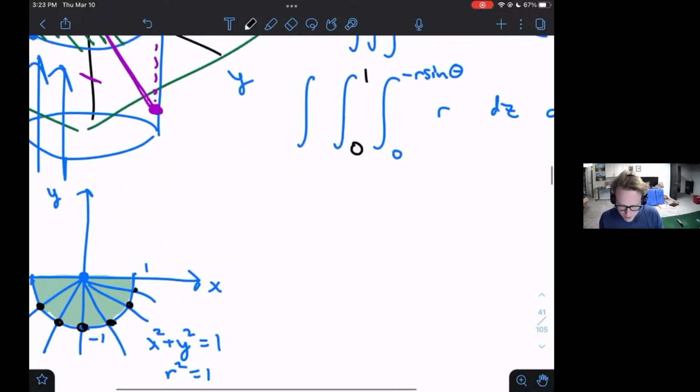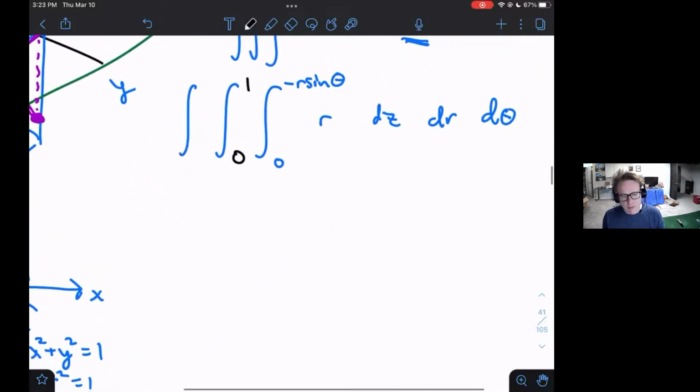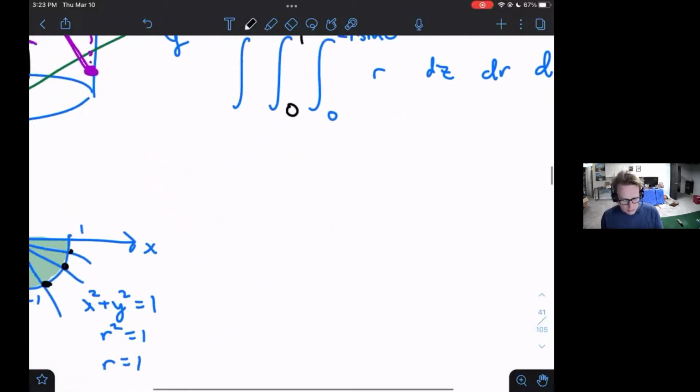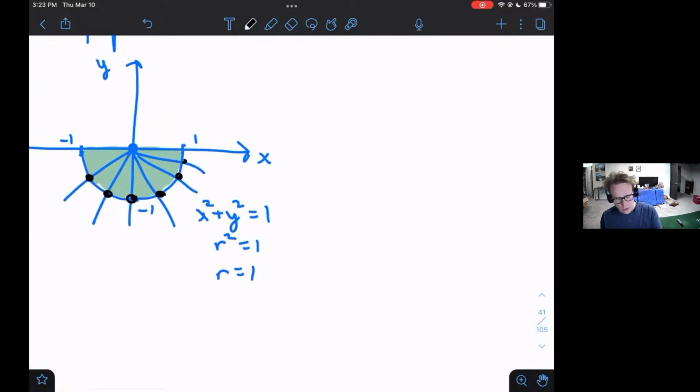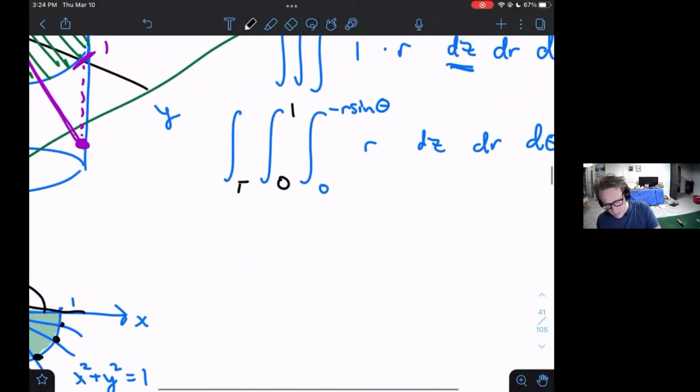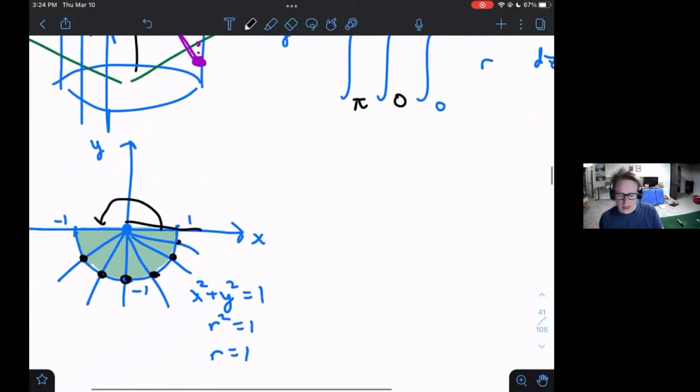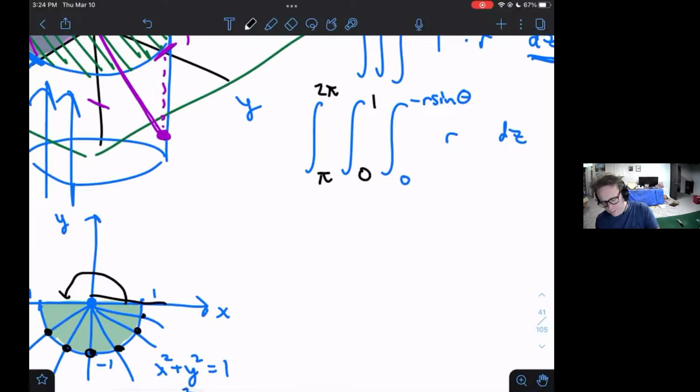Finally, we need to think about our thetas, right? What should our thetas be in order to encompass just the bottom half of the circle? So remember, thetas start off with the positive x-axis, and they rotate counterclockwise. So you can see that we actually enter into our region at theta equals pi, and we stop at theta equals 2 pi. That's where we would end.